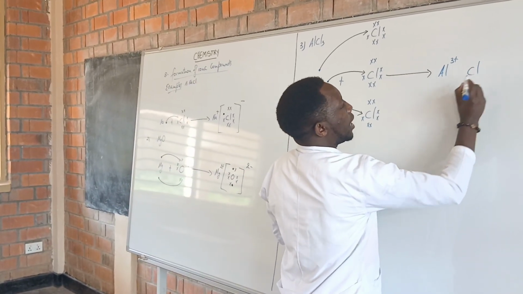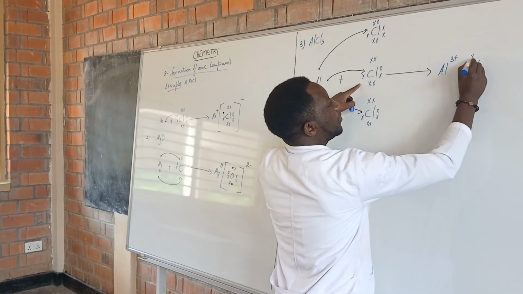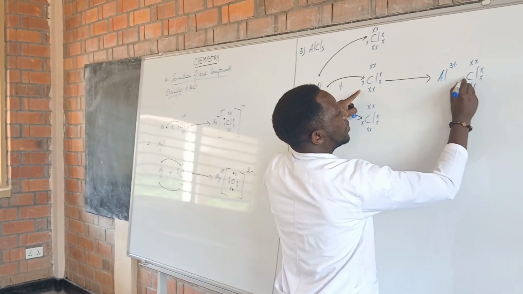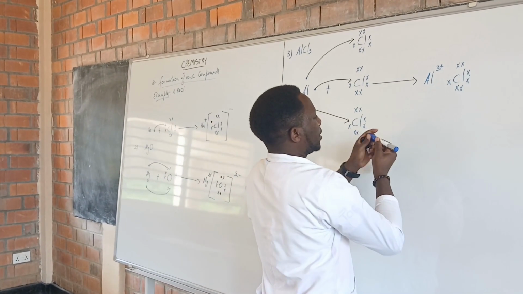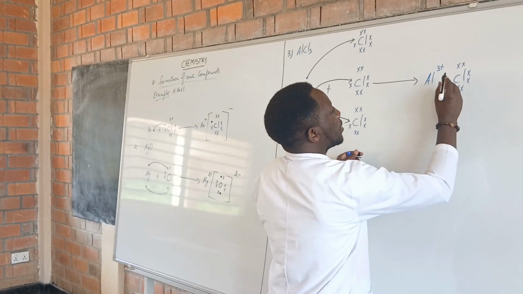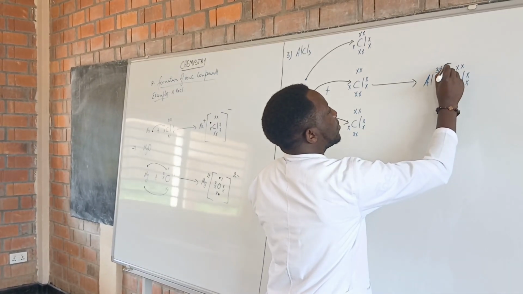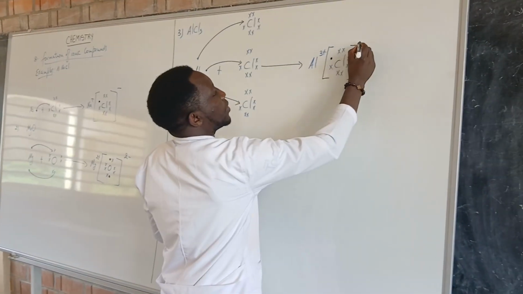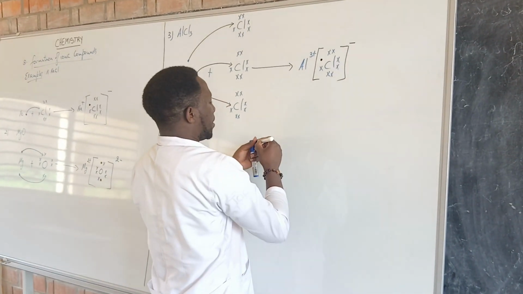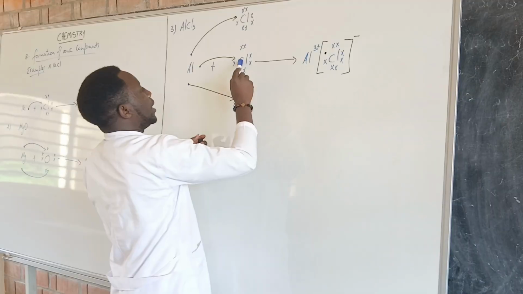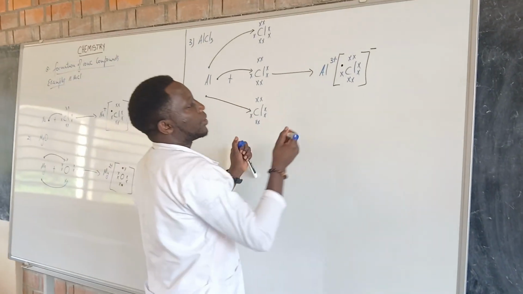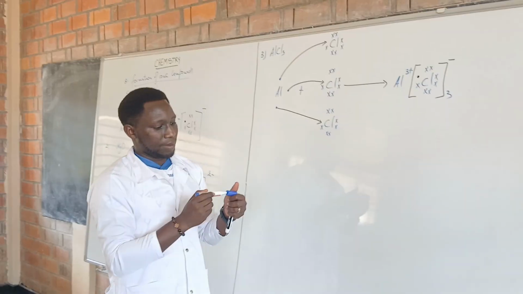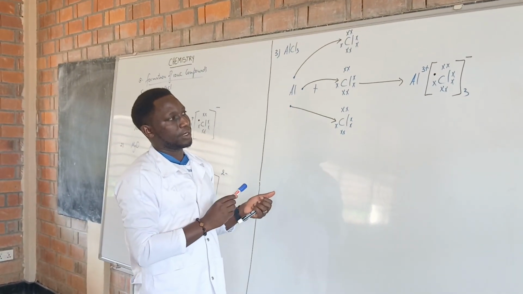In this way, I can write 1 structure of chloride, 2 electrons, on this side 2, here 1, and then remember, it receives 1 electron. Chloride has the ability of receiving 1, but remember, we have 3 atoms of chloride. This is how aluminium chloride is formed.